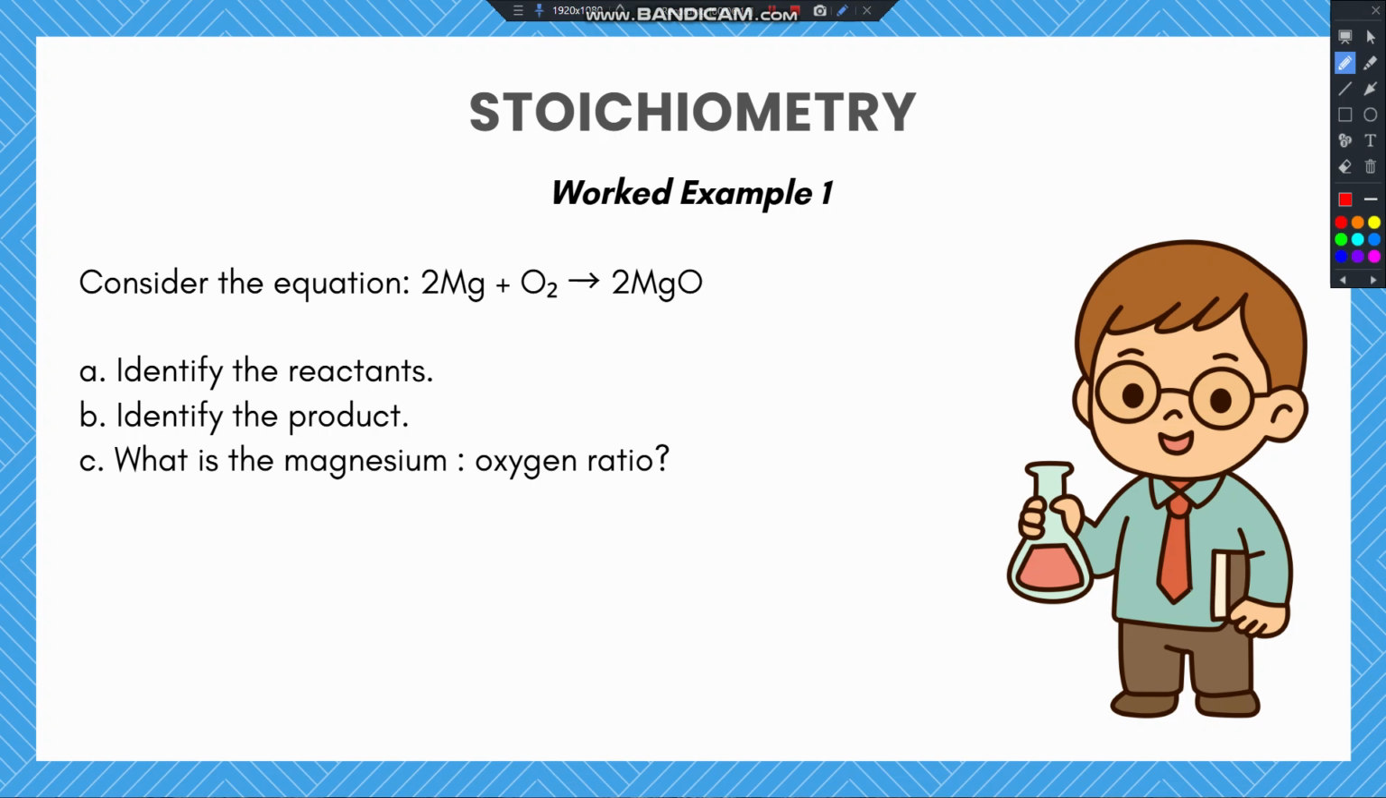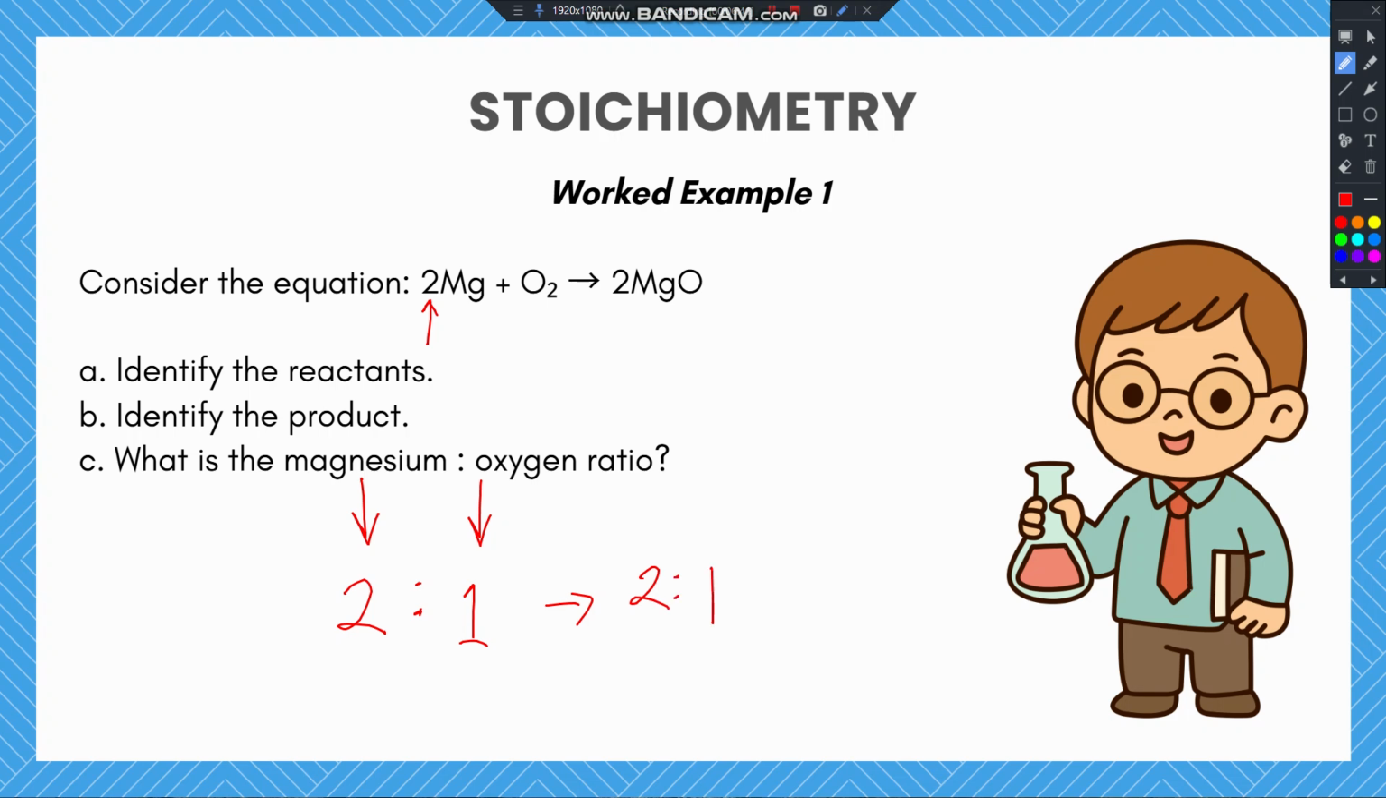So let's write out for magnesium. How many moles or how many parts of magnesium take part in this equation? We have 2. You can see it over here. So we have 2. Let's write that out. How about oxygen? How many parts? There is no number in front of oxygen, so it means we have an automatic number 1. So this simply means that the mole ratio becomes 2:1.